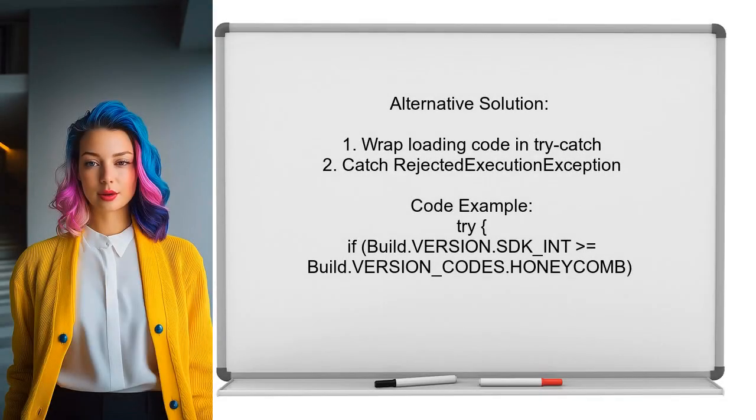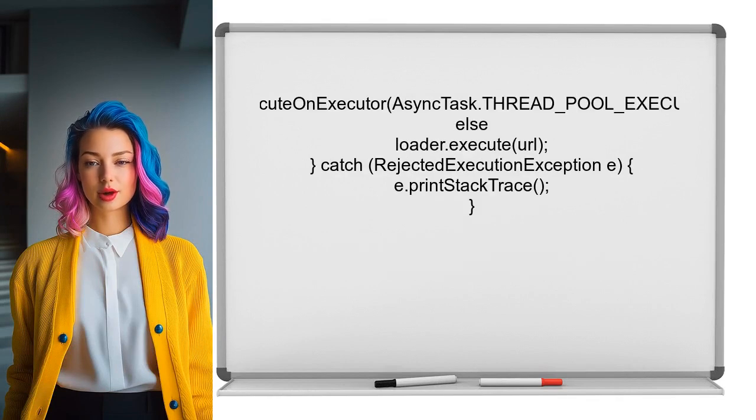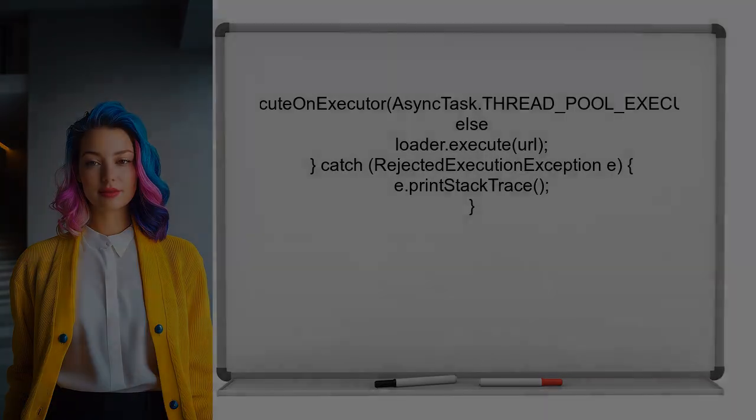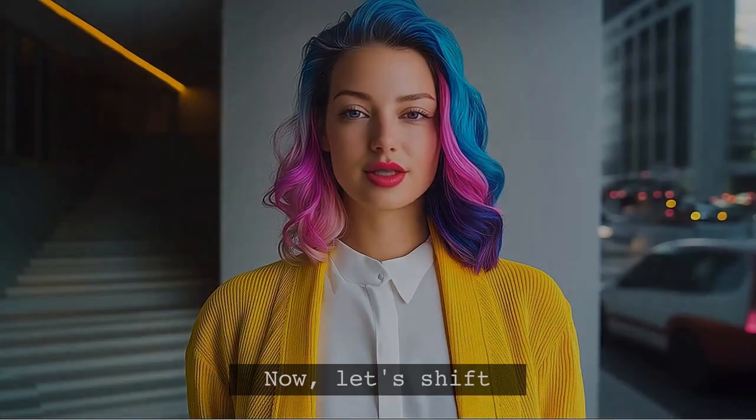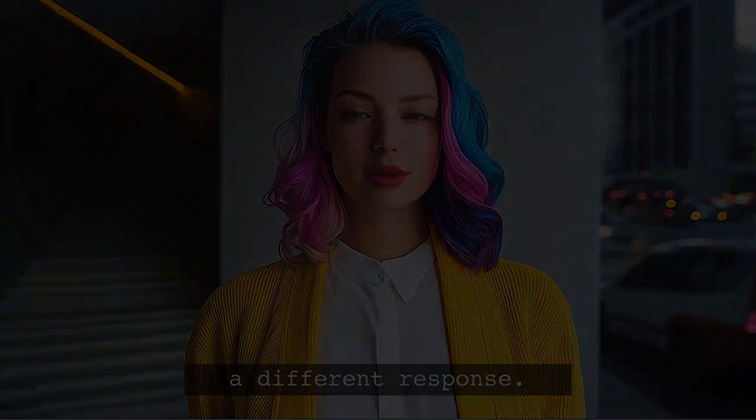An alternative solution provided by a user involves wrapping the loading code in a try-catch block. This way, if the ThreadPoolExecutor is full and a rejected execution exception occurs, the error can be caught and handled gracefully. Now let's shift our focus to a different response.